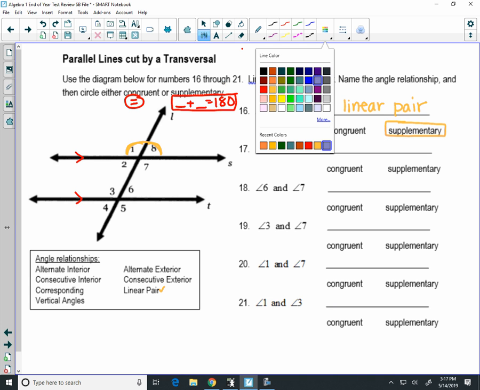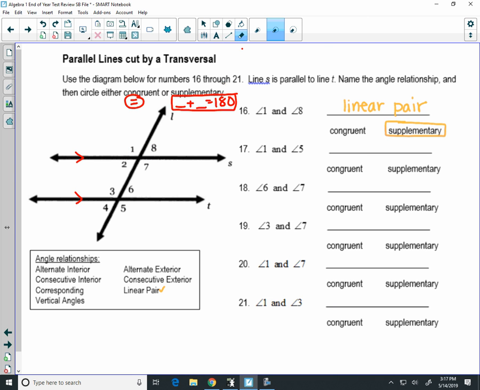All right, now we're going to do angle 1 and 5. So 1 and 5, they're outside the parallel lines. Here your parallel lines are outside of them. They are also on opposite sides of the transversal. So outside means we're going to say exterior. Opposite sides of the transversal means we're going to say alternate. So these are going to be alternate exterior angles. And alternate exterior angles are congruent. They are equal if your lines are parallel.